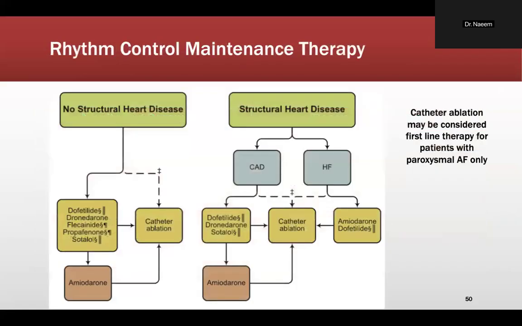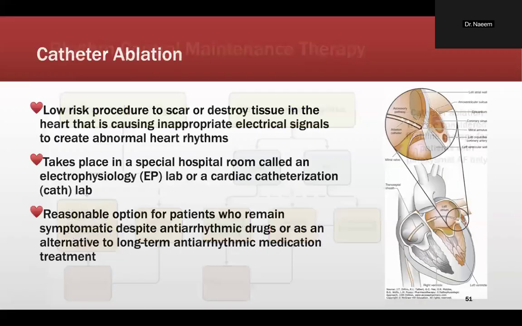And then in terms of our rhythm control maintenance, you can see structural heart disease is at the very top. And then based off of that, we go towards either pharmacologic management or we go towards catheter ablation, which helps to maintain the patient in normal sinus rhythm. And this is again just an overview picture, and we'll get into the details. Catheter ablation may be considered first line for patients with paroxysmal AFib only. So that's key to be aware of.